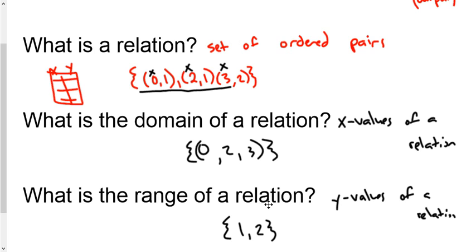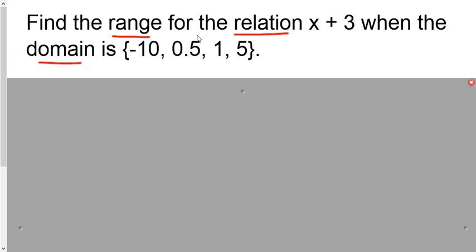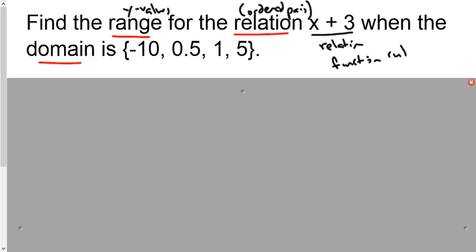And so when we come back to this question of find the range, well, that just means find the y values for the relation, that means ordered pairs. X plus 3, what's this talking about? Well, that's your relation. That is your function rule. When the domain is, see these numbers right here are your domain, and that means they're your x values. And a function rule, you could think of it as an input-output machine.